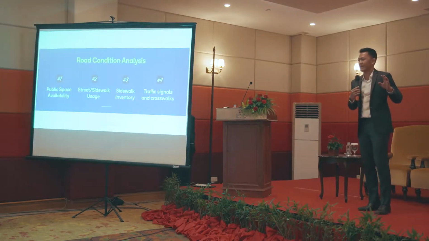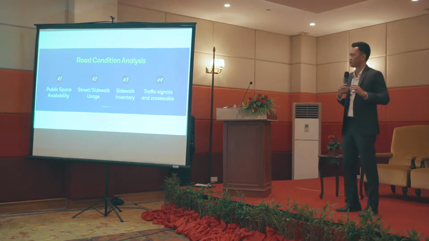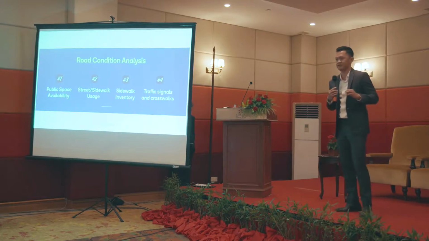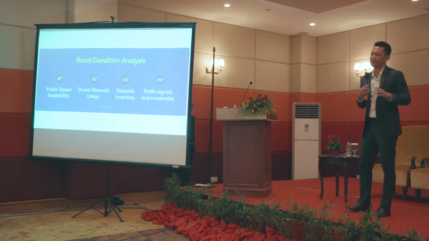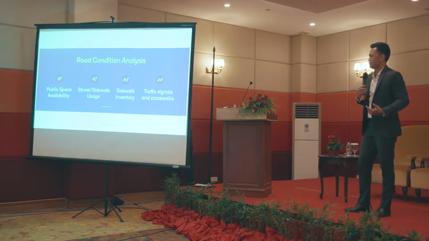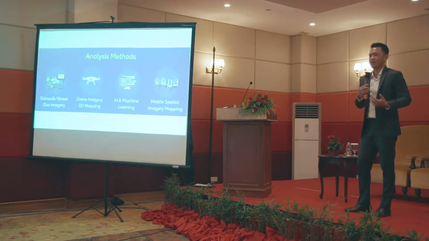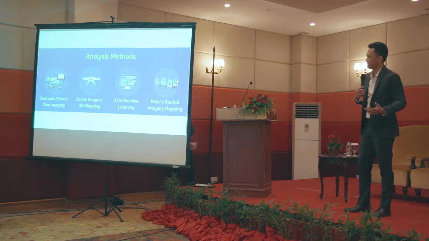So we do the analysis for four things on the sidewalk: public space availability, sidewalk usage, how many percent of people are doing business, how many percent are parking, how many percent are living on the street, and we do sidewalk inventory. Then we do traffic signals, crossings and crosswalks to understand how they affect people walking.